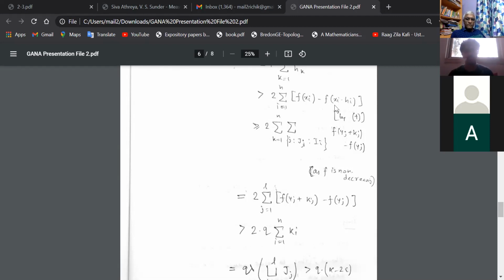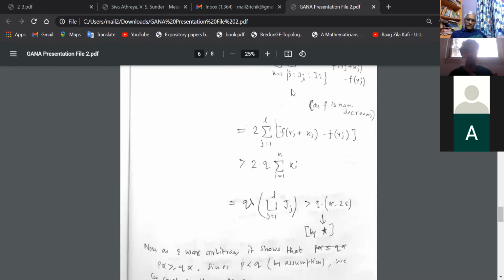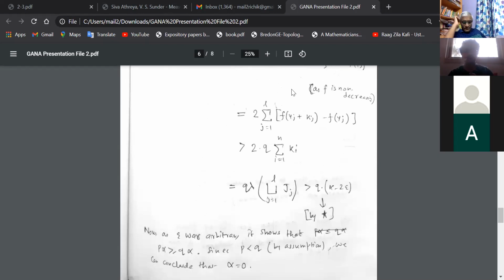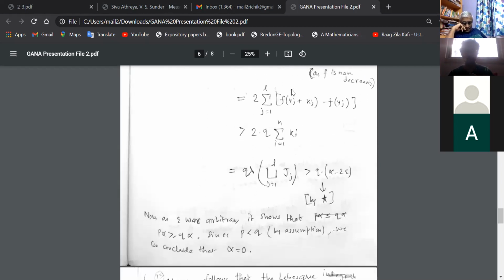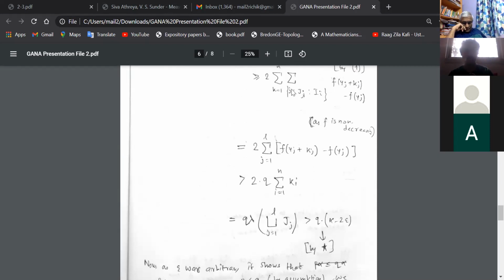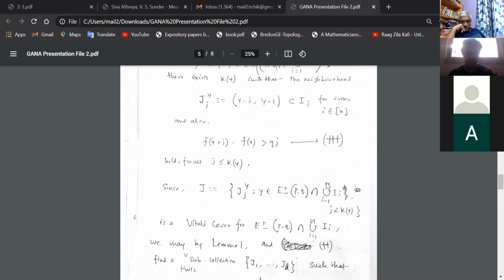So now, for the first compressing, for the first neighborhood compressing of the radius h of i, for i belonging to 1 to n, after that we compress that interval further around a point y in that neighborhood, with a radius of kj, where j belongs to 1 to n. And now, why does this hold? Because f is non-decreasing. So now, basically, it becomes the summation j running from 1 to L of f of yj plus kj minus f of yj, which is less than 2 into q, summation i equals 1 to n of ki. This comes from, I think, triple dagger. Let me just check, yeah, it is triple dagger.